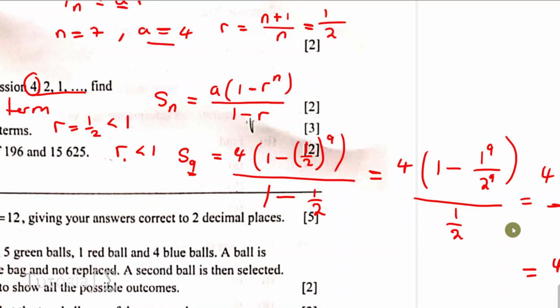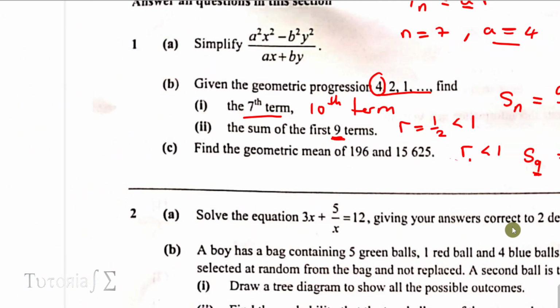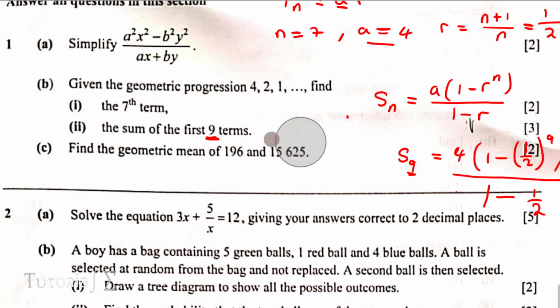Just go through and try to simplify by yourself. Then I am going to ask you the same question, and you write it down. So write down the same question, but instead of the seventh term, you're going to find the 17th term, and instead of the first nine terms, you're going to find the first 19 terms. So you're asked to find the 17th term, then the sum of the first 19 terms.